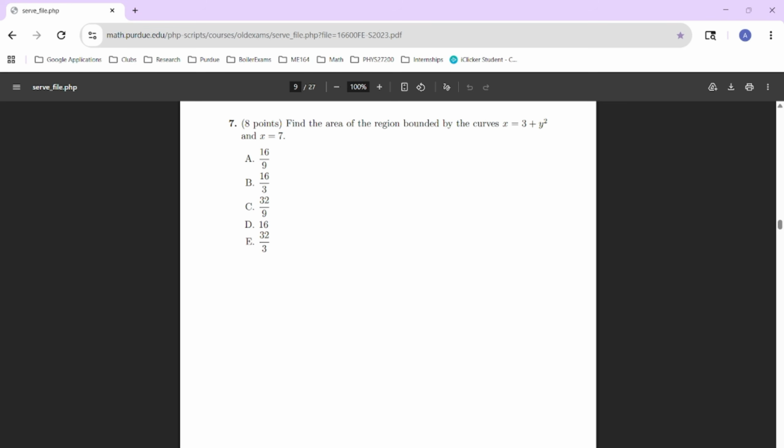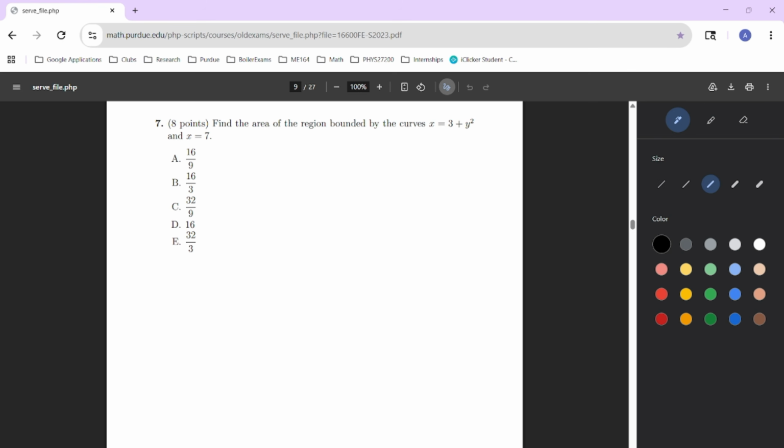Hello everybody, welcome and welcome back. Thanks for joining me today to cover question 7. Find the area of the region bounded by the curves x equals 3 plus y squared and x equals 7. Well, first thing we're going to do is underline some key information here.